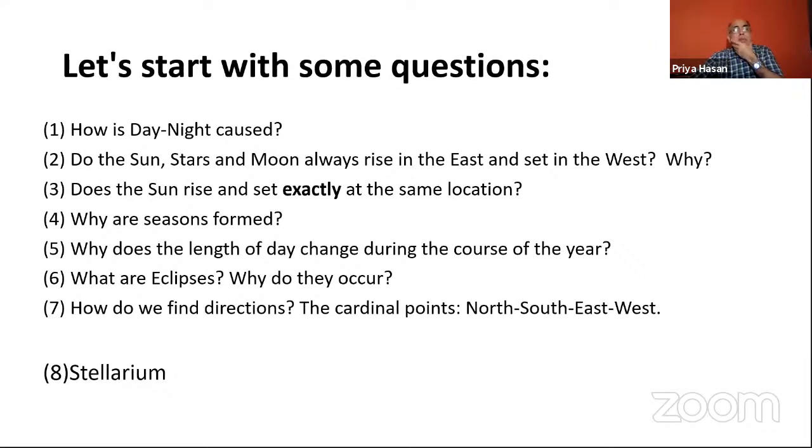Do stars, sun, moon always rise in the east? Can somebody answer that? Yes, sir. They always rise in the east and set in the west. Always, all of them. Yes.